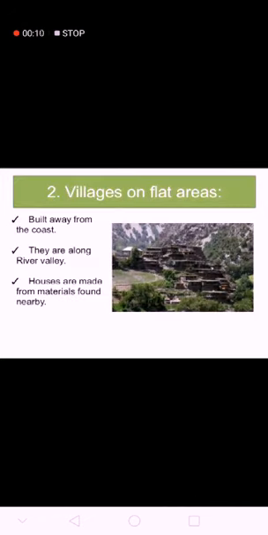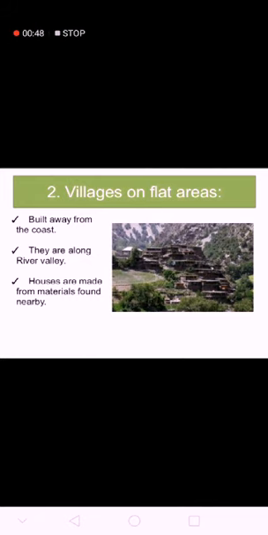The second type is villages on flat areas. They are built away from the coast, and the coast is the beach or the shore of the sea. We call it coast. And houses here are built in a valley. A valley is an area between two mountains or two hills. The area between them is called a valley, and it's a flat area.